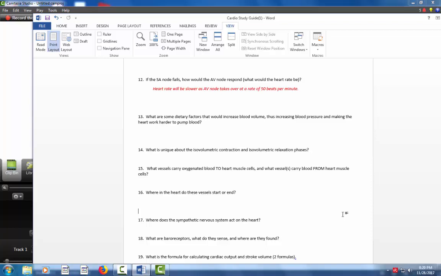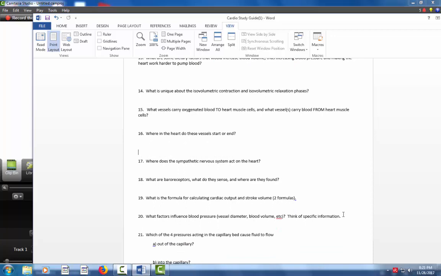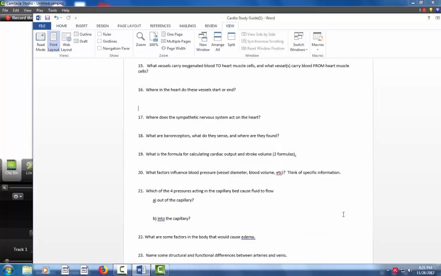So what vessels carry oxygenated blood to our heart muscle cells? The coronary arteries. Yep, left and right coronary arteries. And number 16, we'll talk about the ones to the heart muscle cells first. So oxygenated blood comes through the left and right coronary arteries. And where do those vessels start? Base of the aorta. Yep, base of the aorta.